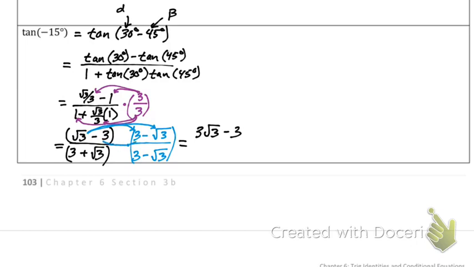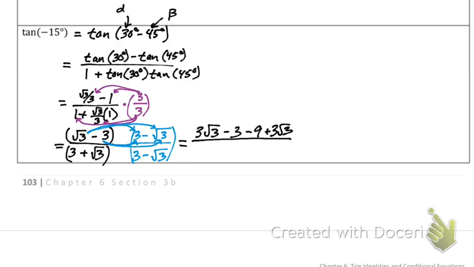Now we have to distribute that negative 3 to both of them. So I have negative 3 times 3, which is a negative 9. Negative 3 times a negative square root of 3 is a positive 3 square root of 3. All over. Now you could distribute this.